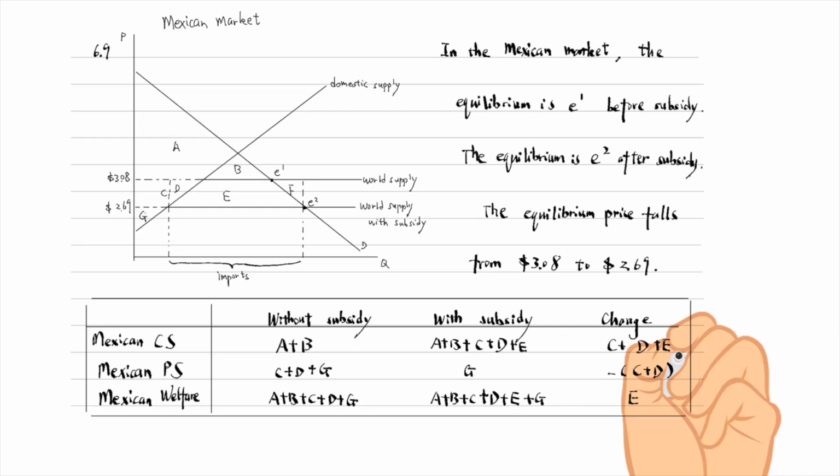Mexican consumers benefit from the lower price, but Mexican producers lose by the area of C plus D. They supply fewer goods to the domestic market after the U.S. government subsidizes the exports to Mexico. The Mexican society as a whole benefits from the subsidy. The Mexican welfare, measured by the sum of consumer surplus and producer surplus, rises by the area of E.